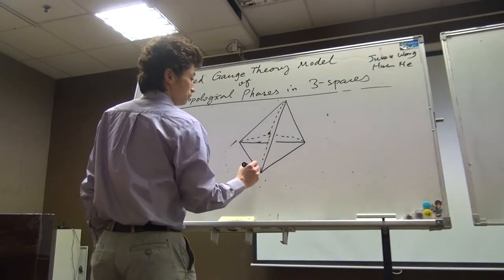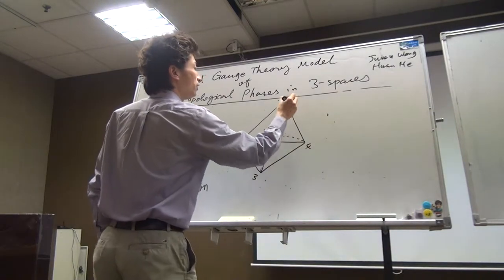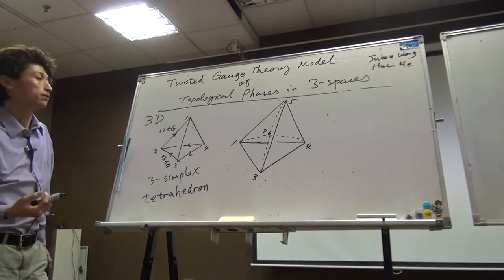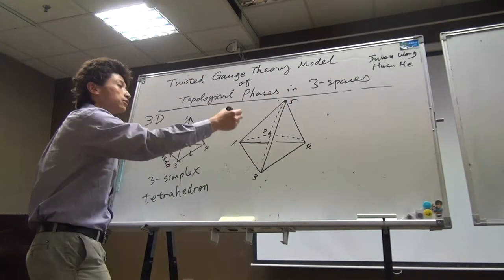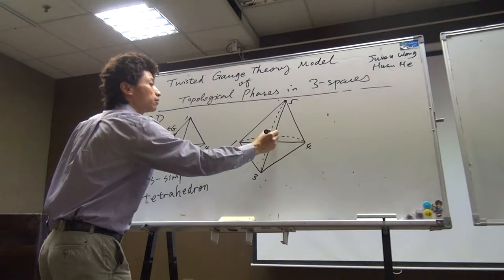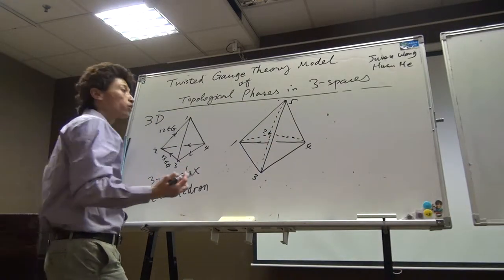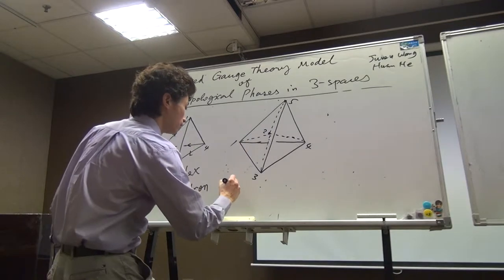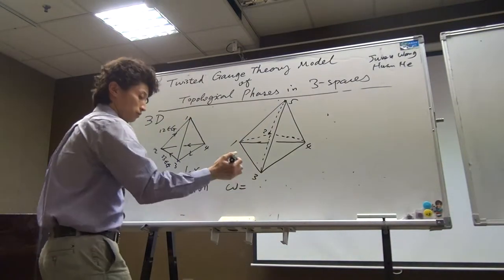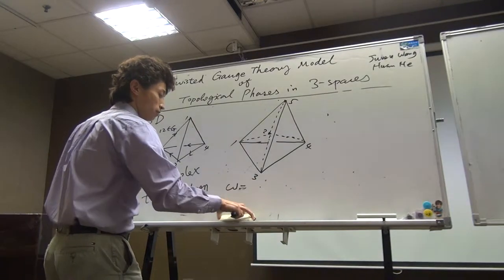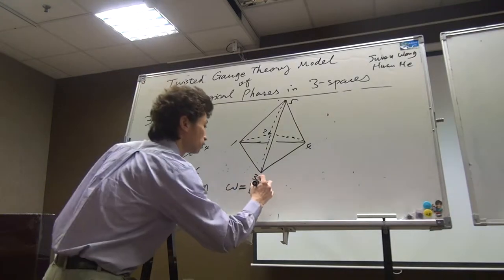Suppose we have 1, 2, 3, 4, 5. Now we have 5 vertices here, right? And they are ordered. And it turns out that on such a topological structure, we can assign a so-called 4 cocycle omega onto this.